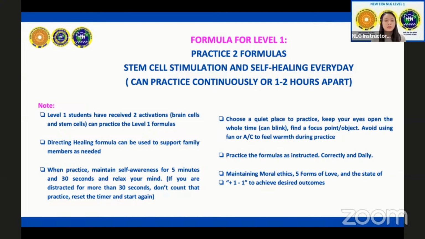Avoid using a fan or AC, so that you can actually feel the warmth during practice. You can sit in a room with AC, probably. Not too cold though. And certainly don't sit in front of a fan. Don't sit right in front of an AC. Please practice the formulas as instructed, correctly and daily. And of course, maintain moral ethics, 5 forms of love, and the state of +1 -1 to achieve desired outcomes.